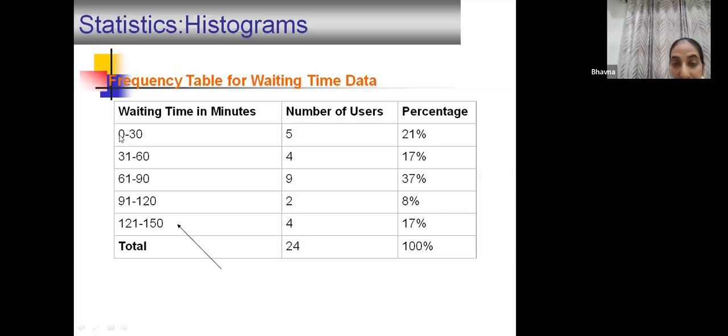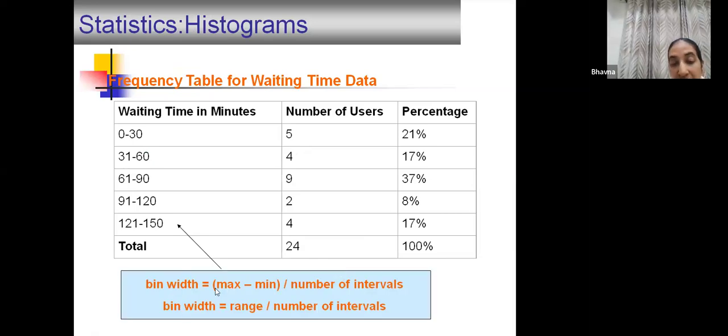People who waited from 0 to 30 minutes were 5. People who waited from half an hour to 1 hour were 4. People who waited from 1 to 1.5 hours were 9, and so on. And in total, we had 24 observations, right? So the bin width is what? It is maximum minus minimum, which is range, divided by the number of intervals, which we chose: we will divide our data into 5 intervals. Bin width is range divided by number of intervals, which came to 26. We rounded that off to 30.